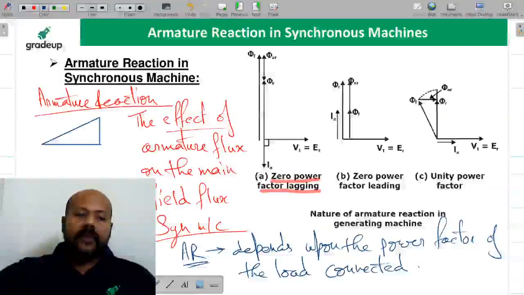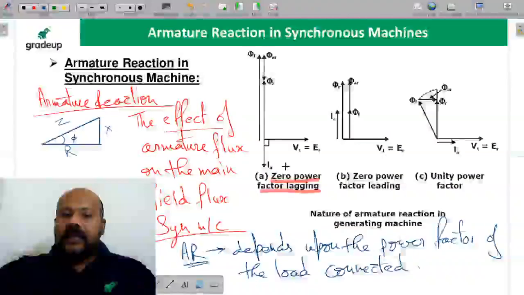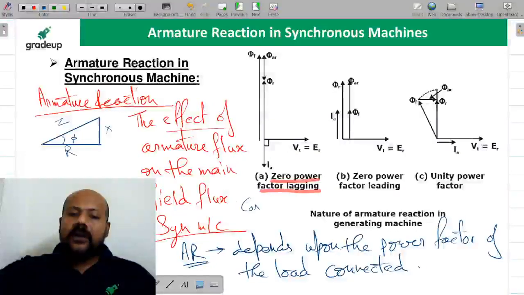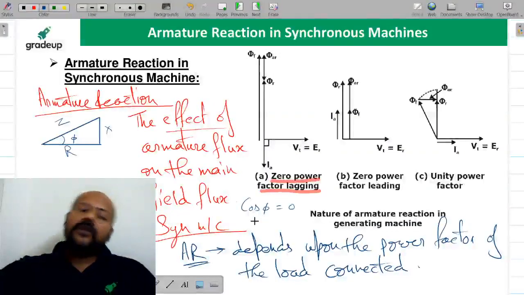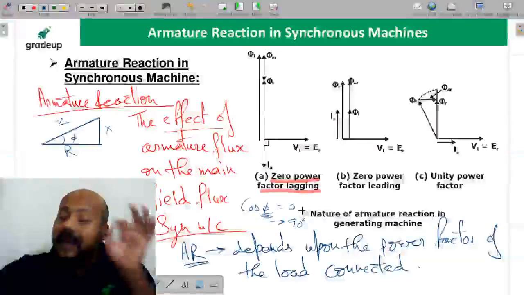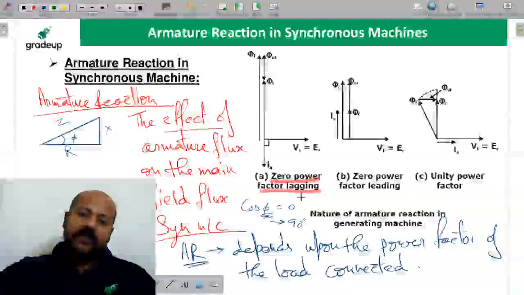Now see, this is going to be R, this is going to be X, and this is going to be Z, and this is angle phi. Yes or no? This is nothing but your power factor angle. If I am saying zero power factor lagging, what does it mean? It means cos phi is going to be 0. Now when cos phi is going to be 0, this angle is going to be 90 degree, because cos 90 is going to be 0.